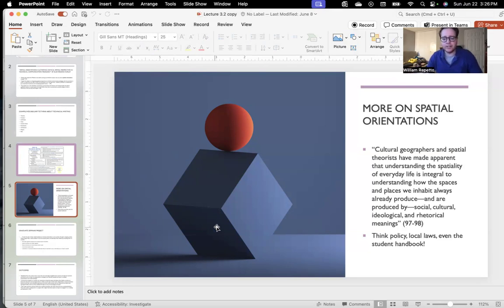So those are just some examples I wanted to show you of our shared space and how it changes and how our relationship to it can change, and maybe that does trickle down to our studies and our workplace.